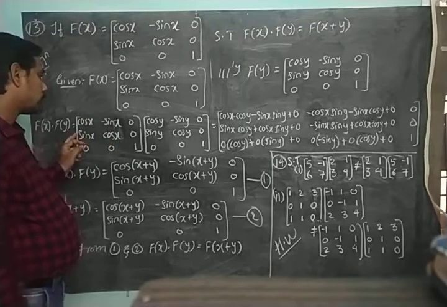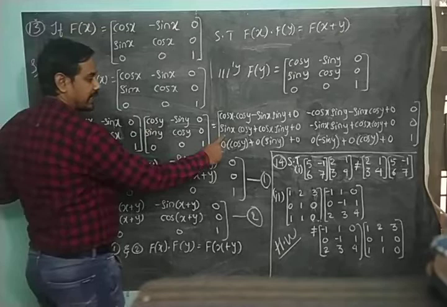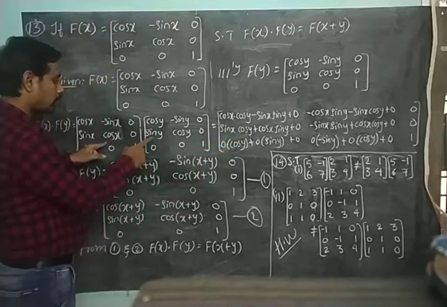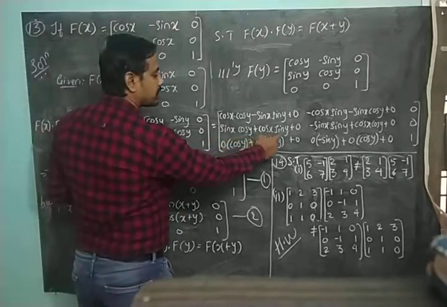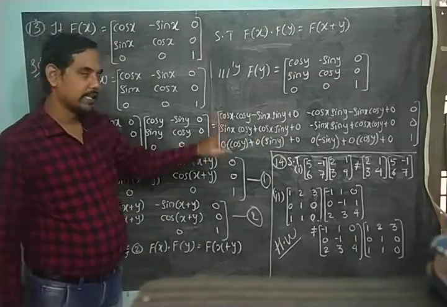Coming to second row. Second row with first column. Sin x into cos y, plus cos x into sin y, plus 0 into 0. That is 0.